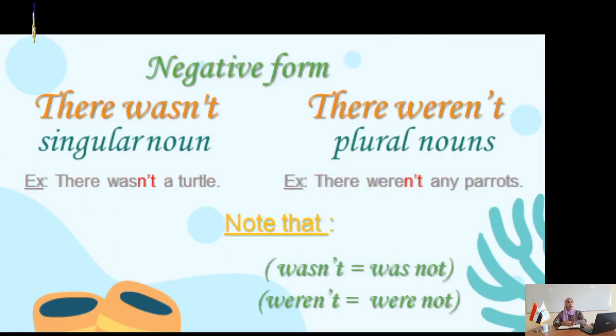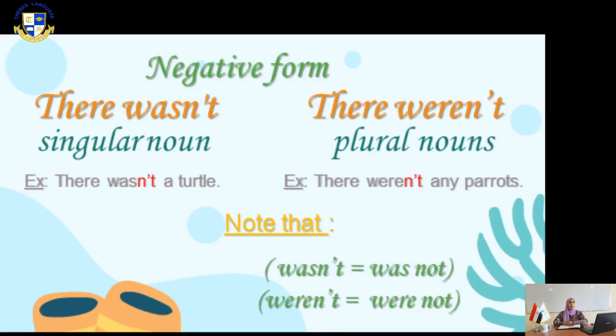The negative form, we said that was will be wasn't, were will be weren't. The same thing, it's very easy to use them. When we want to change it to the negative form, we just add not to the verbs. There wasn't for the negative, to talk in a negative form about a singular noun in the past, and there weren't to talk about plural nouns in the negative form in the past.